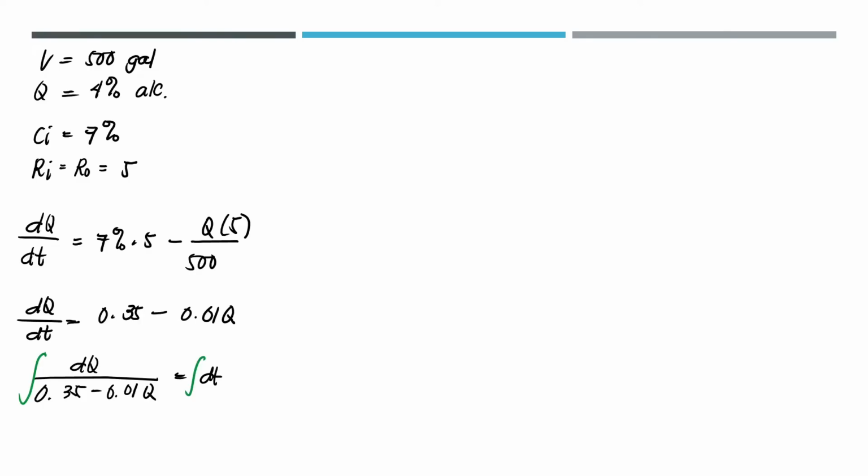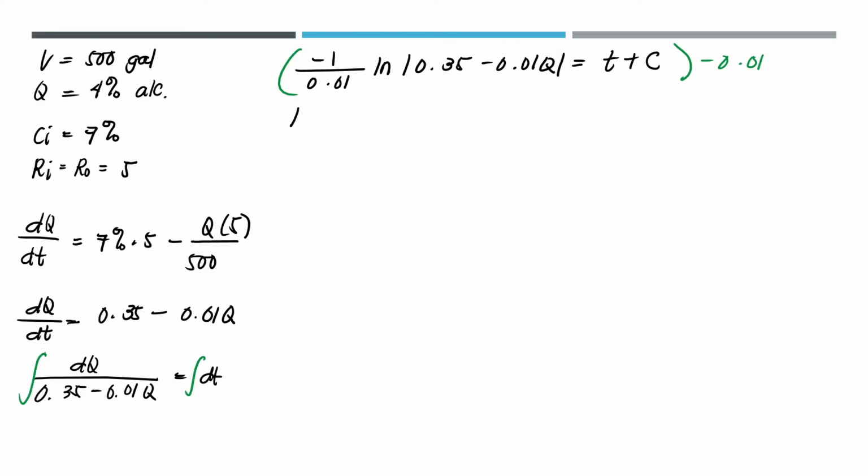So, let's get the integral. We have negative 1 over 0.01 multiplied to the natural logarithm of 0.35 minus 0.01 Q, which is equivalent to t plus C. Then, multiplying both sides with negative 0.01, we will have the natural logarithm of 0.35 minus 0.01 Q, which is equivalent to negative 0.01t plus C sub 1, since a constant multiplied to an arbitrary constant will just give us another arbitrary constant.